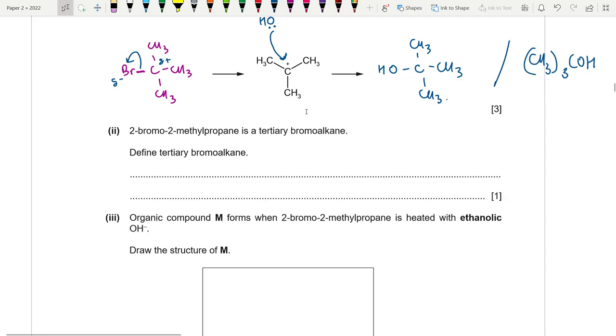Define tertiary bromoalkane. What is a tertiary bromoalkane? Basically, if you have 3 alkyl groups connected to the C-Br carbon, that's a tertiary bromoalkane. Okay, so the C-Br carbon is bonded to 3 other carbon atoms.